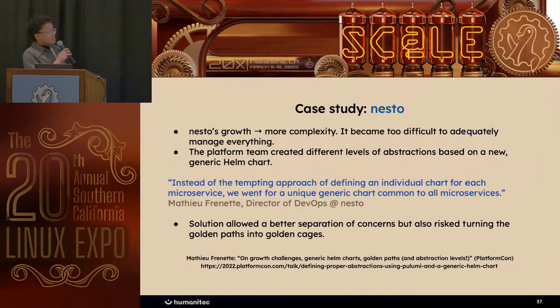Another approach is that of Nesto. So when Nesto grew as a company, they had a lot more complexity that resulted. A lot more developers, a lot more customers, a lot more technology, and all of it just became way too difficult to adequately manage. So the platform team came in and created different levels of abstraction based off of a new generic Helm chart to meet the needs of this increased complexity. This solution was supposed to allow a better separation of concerns between dev and ops. But the platform team also noticed that it was creating a golden cage.